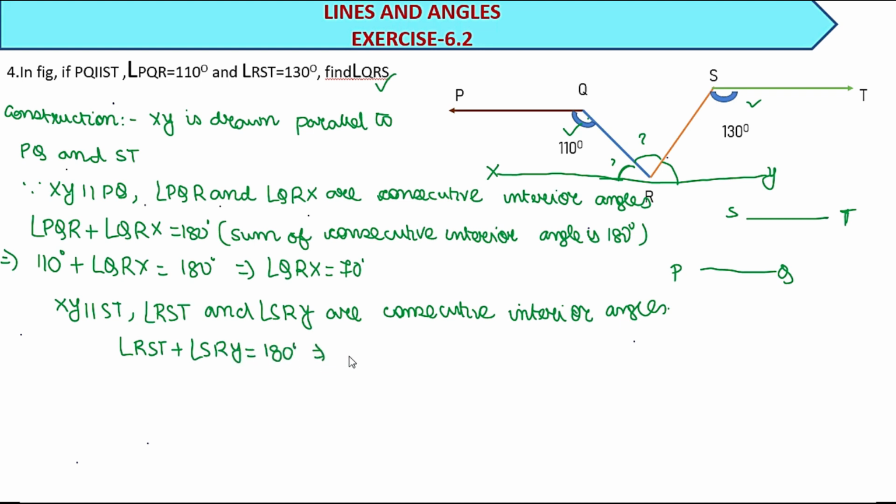So angle RST is 130 degrees plus angle SRY equals 180 degrees. So that is angle SRY equals 50 degrees.